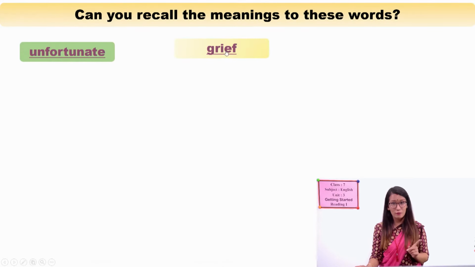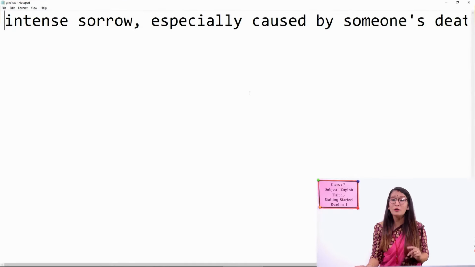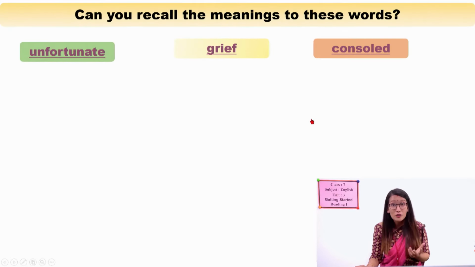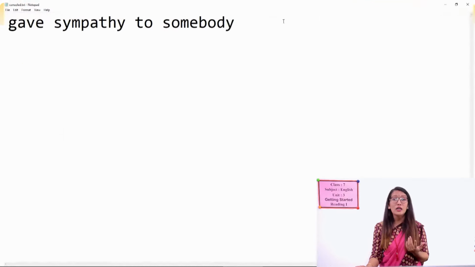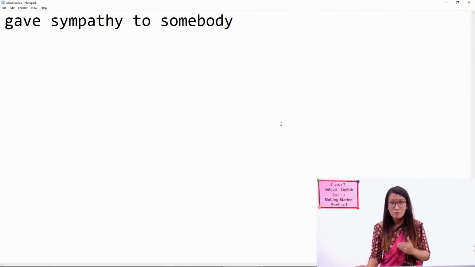Next word is grief. Grief means, especially when someone dies, there is intense sorrow, sadness. That is called grief. Now next word is consoled. What does consoled mean? Consoled means we give sympathy to somebody. Don't worry, everything is going to be okay. We say like this. That's called consoled. Give sympathy to somebody.